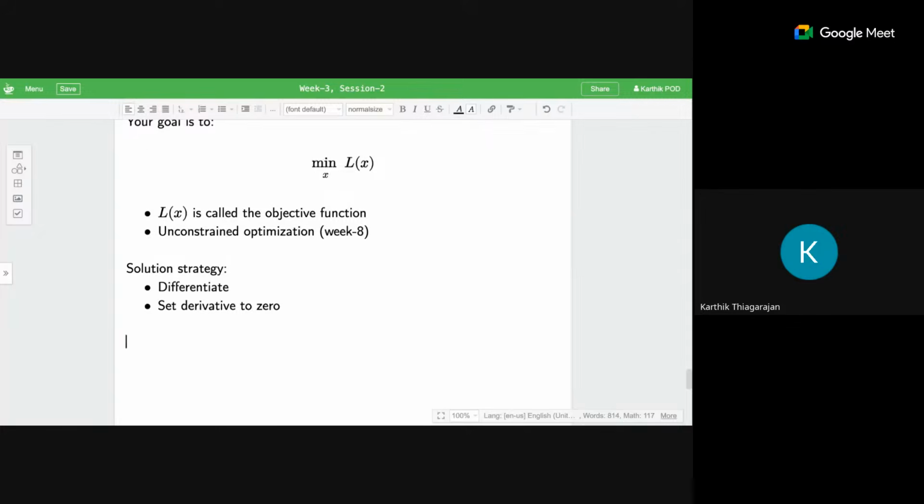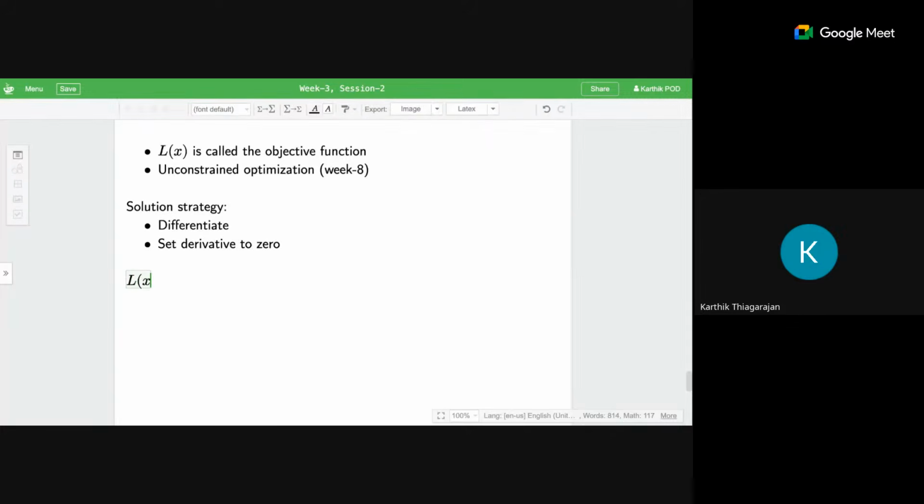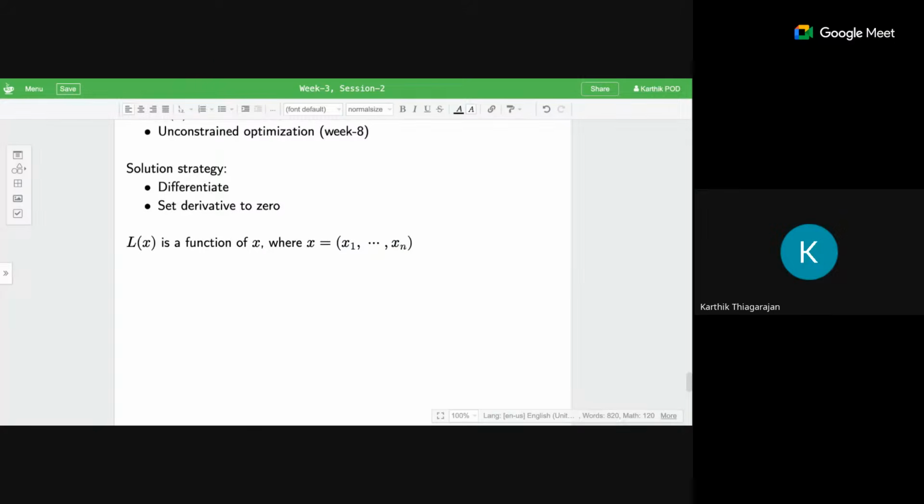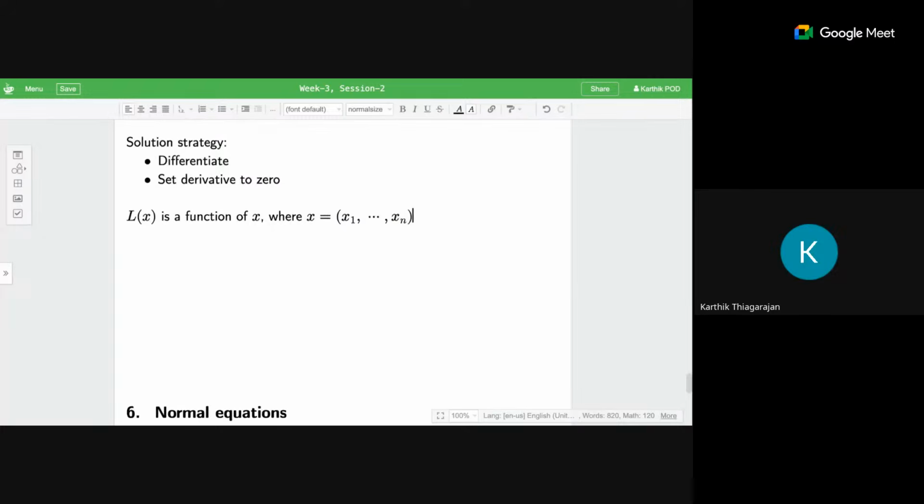But L of x is what? Actually, L of x is a function of x1 and x2. In general, it's a function of x, where x is x1 through xn. It's a function of n variables. So you have to bring in multivariable calculus here.